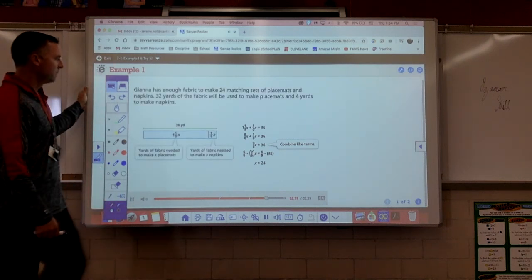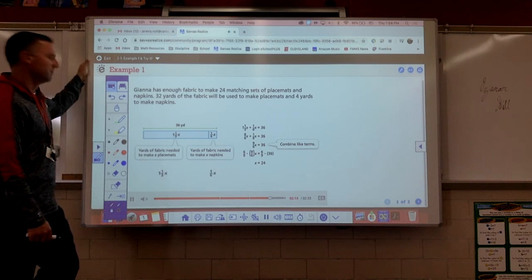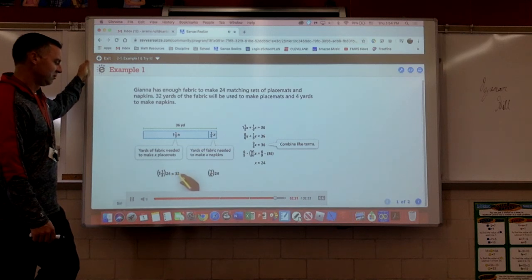Gianna has enough fabric to make 24 matching sets of placemats and napkins. Awesome. So if X is equal to 24, 32 yards of the fabric will be used to make placemats, and 4 yards to make napkins.